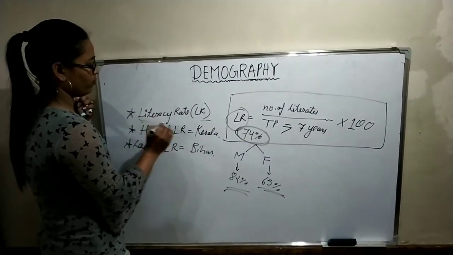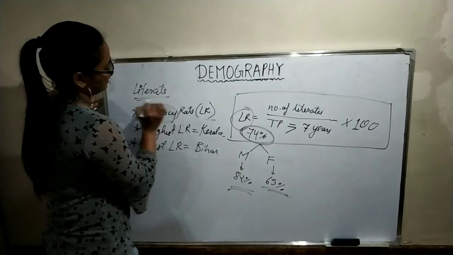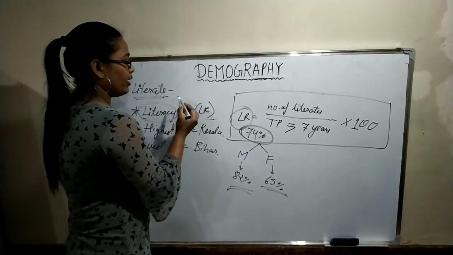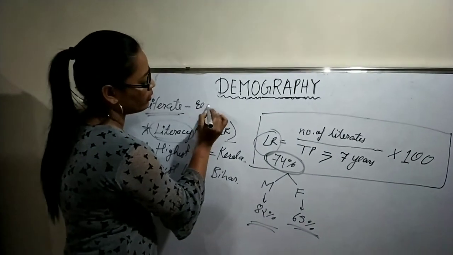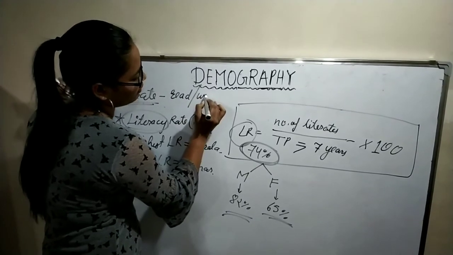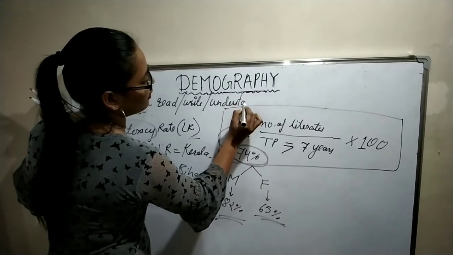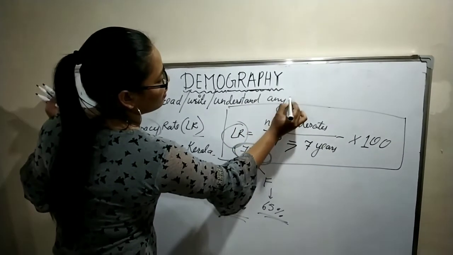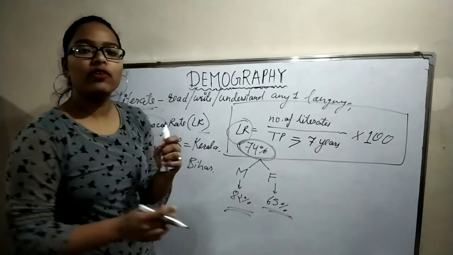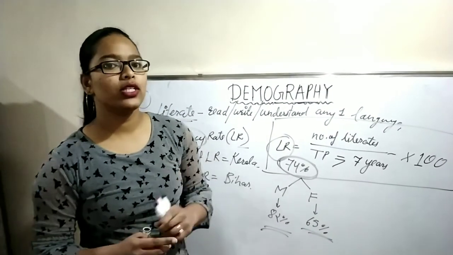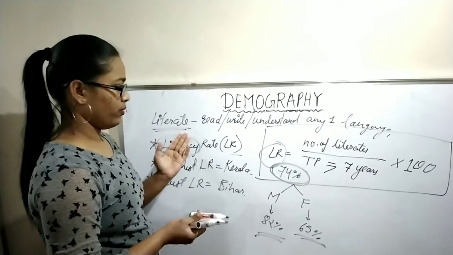And one more thing, literate. What is the meaning of literate? Literate, in this we will include the person who can read, write and understand any one language. So anyone who can read, write and understand any one language, he or she can be called literate.